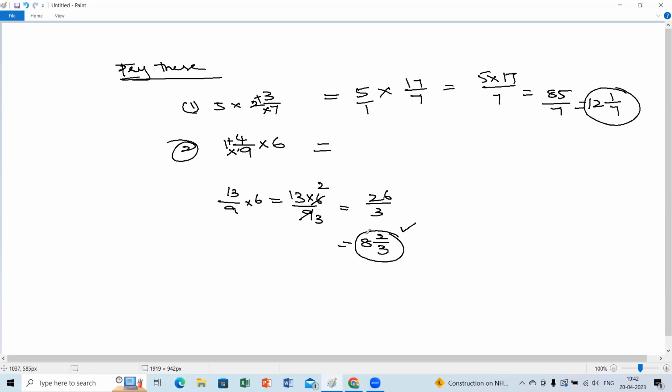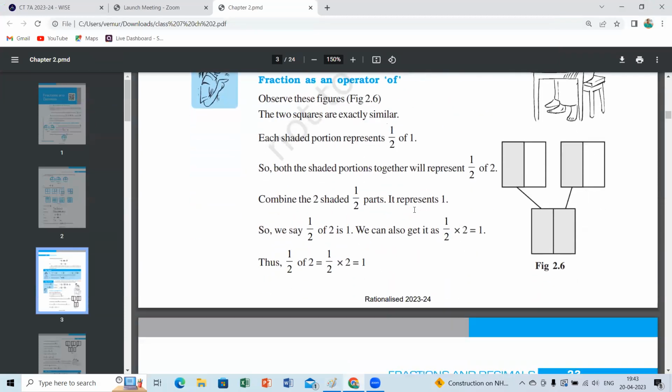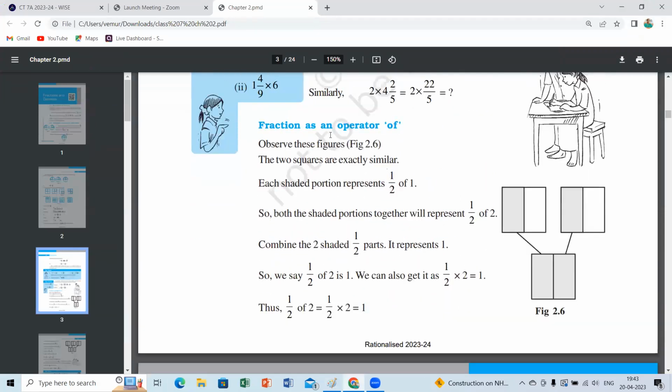Right. Yes, can we move? Leshita, can we move to the next? Yes or no? Yes. That's about the whole part with the fractions, very clear for you. Now, fractions as an operator of. There is sometimes a fraction as an operator of.